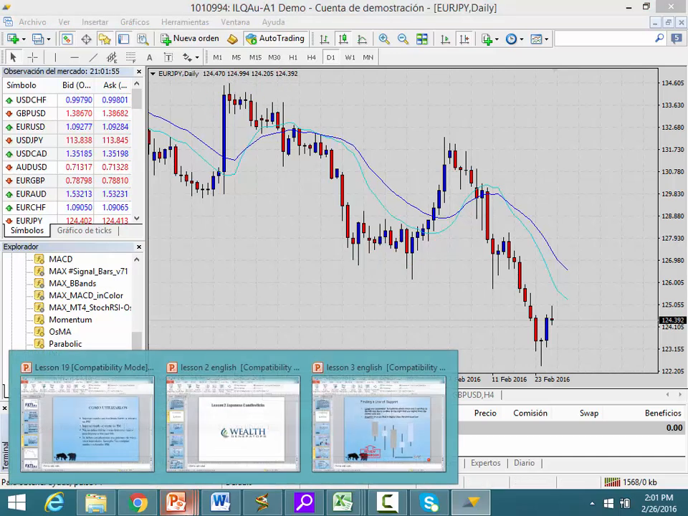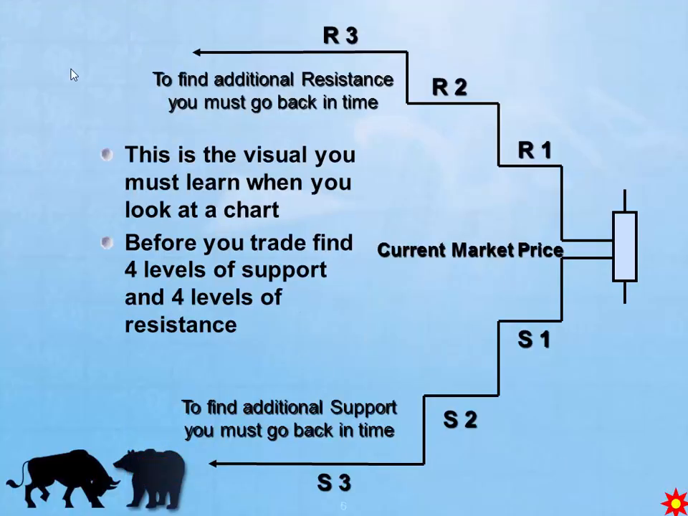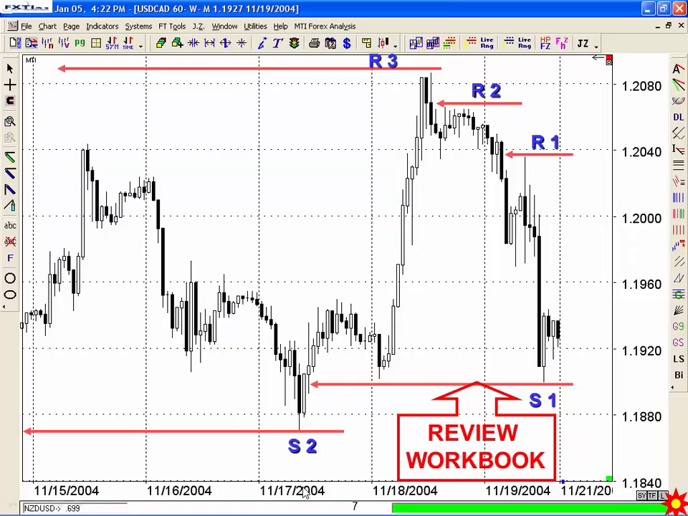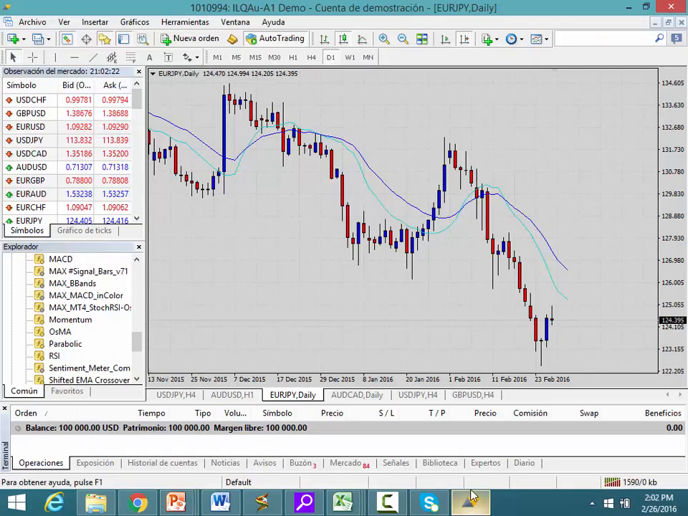Now, what do we need these highs and lows for? It is to learn how to find what is resistance and support. These are levels where the market has reversed in the past. So we start from the current price, and we're going to find at least three, ideally four resistance levels, and then ideally four support levels. Okay, so let's go to the market and open up the charts.